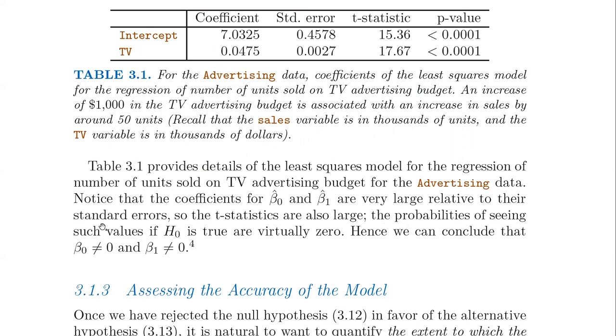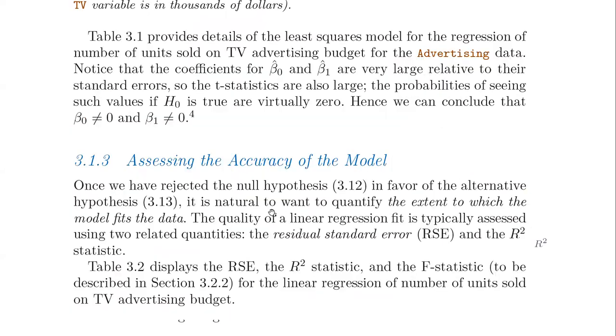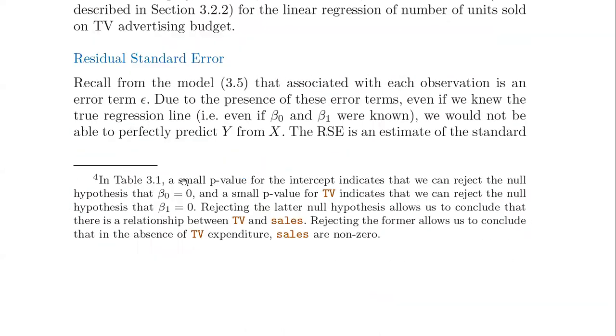So the probabilities of seeing such values if H naught is true are virtually 0. Hence, we conclude that beta naught is not 0 and beta 1 is not 0. And there is a footnote. In table 3.1, a small p-value for the intercept indicates that we can reject the null hypothesis that beta naught is equal to 0, and the small p-value for TV indicates that we can reject the null hypothesis that beta 1 is equal to 0.